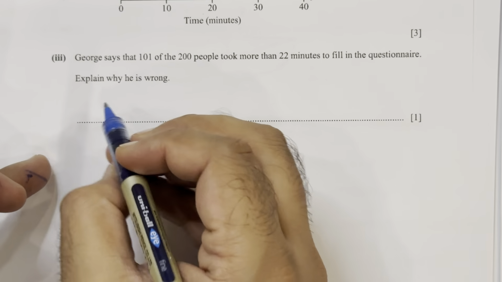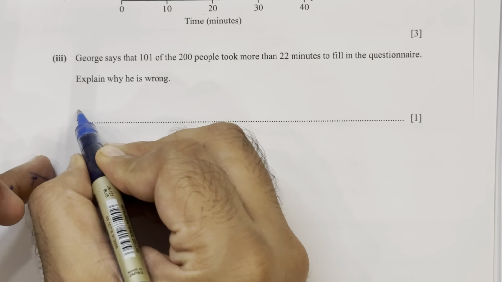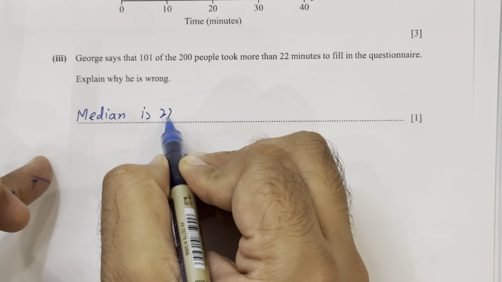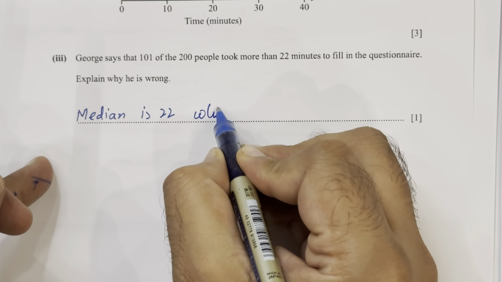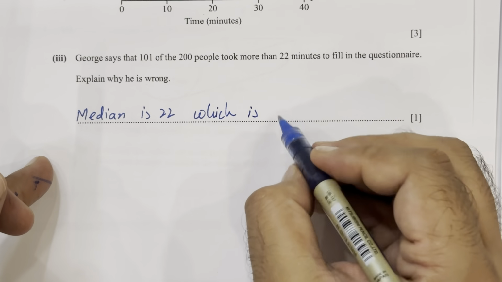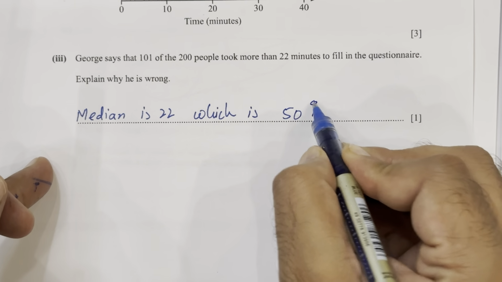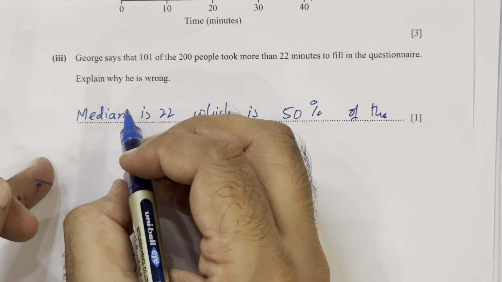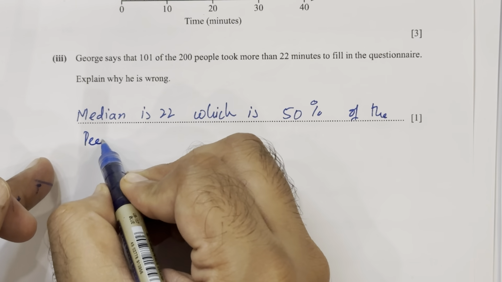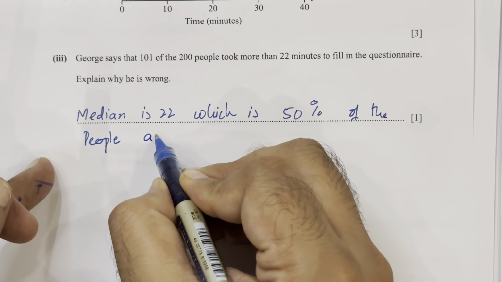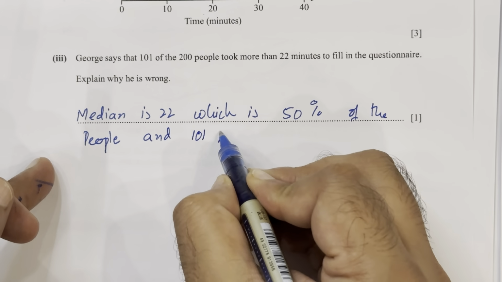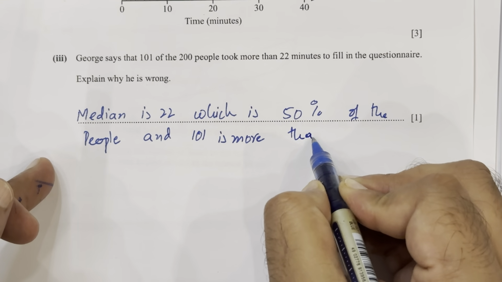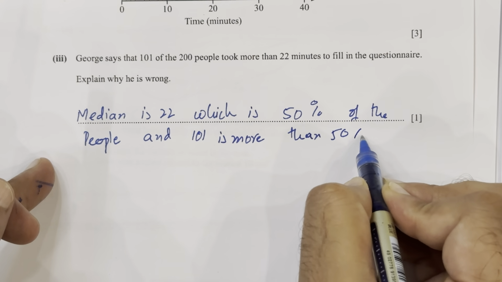So we're going to write that the median is 22, which is 50% of the people, and 101 is more than 50%.